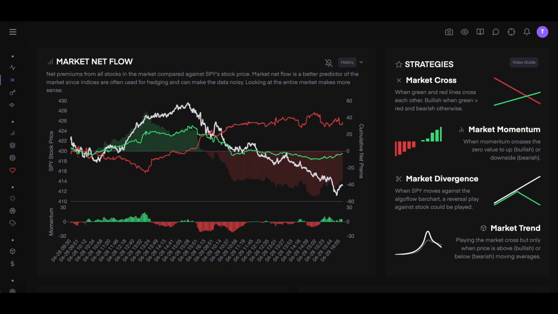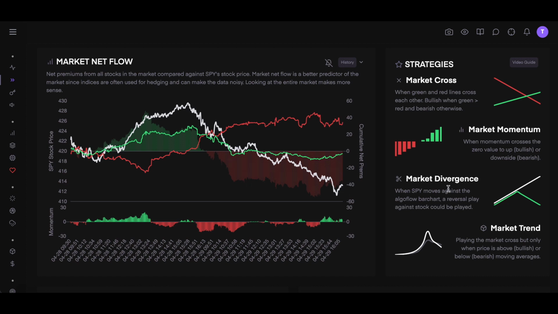So if you are a very short term trader or a scalper, then sure, you can use the momentum. But if you are a slightly longer term trader, maybe a couple of days, or a day trader, then the crosses might benefit you a little bit more.